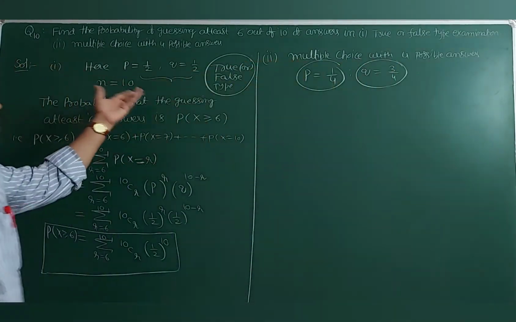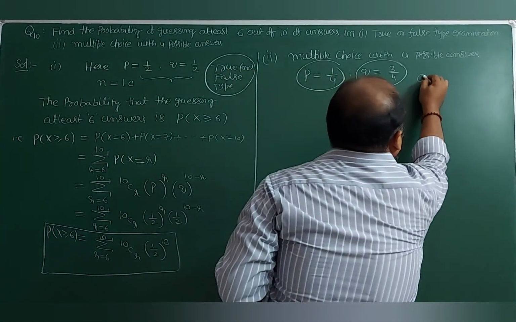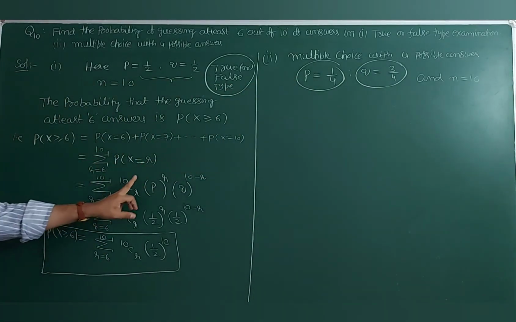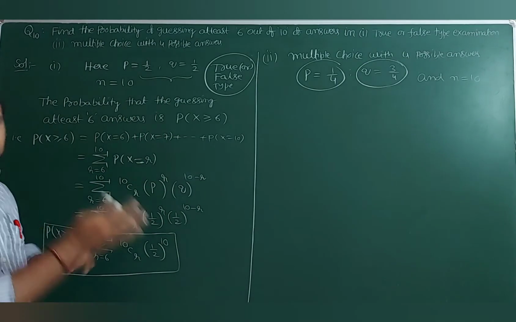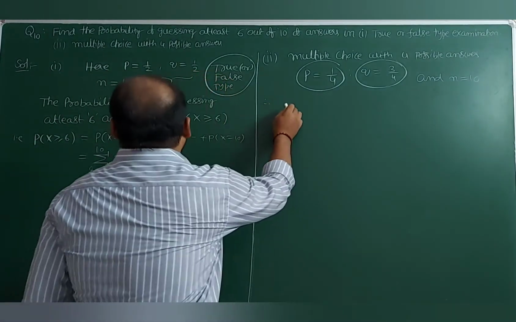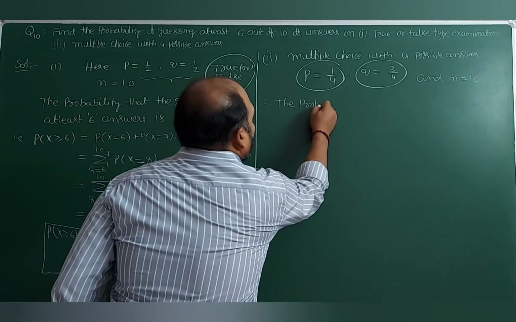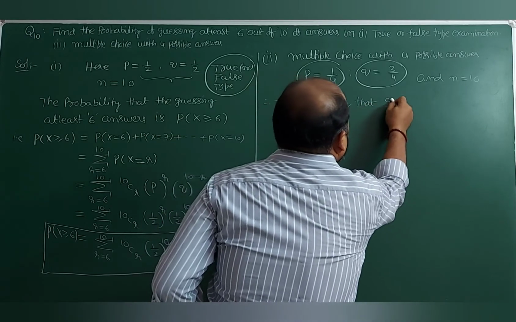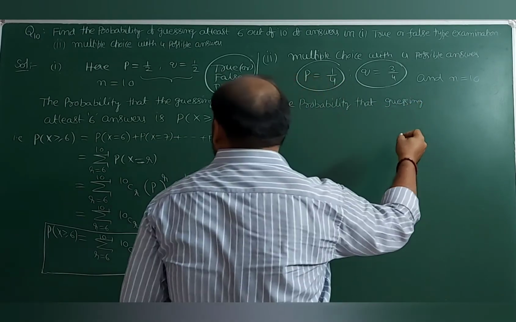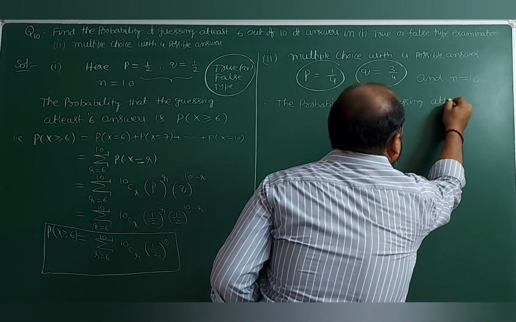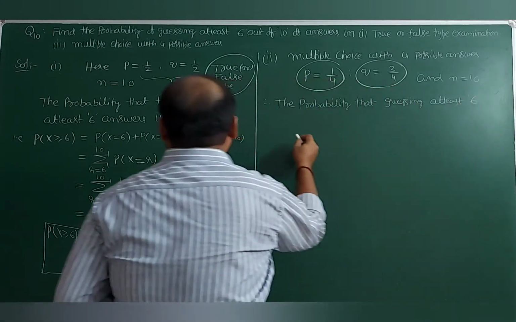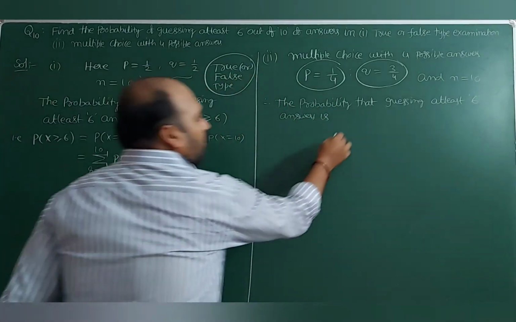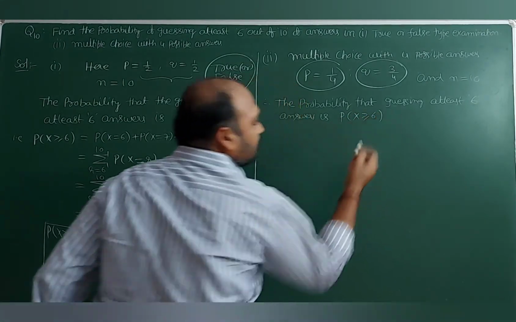So the number of questions n is equal to 10 only. The same possibilities you have to write here, but the change is only that the P and Q values will be changed in the two cases. Now the probability that guessing at least 6 answers is P of x is greater than or equal to 6.